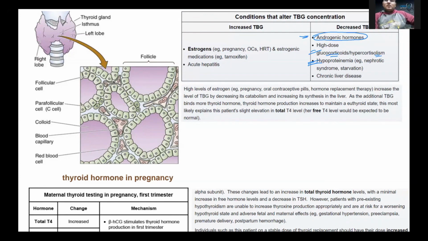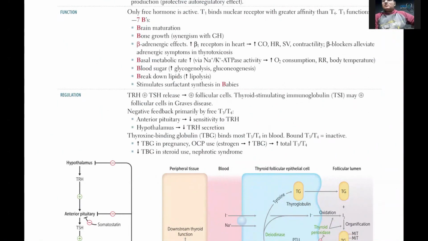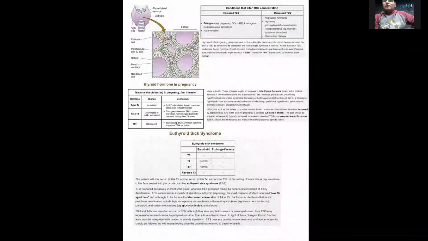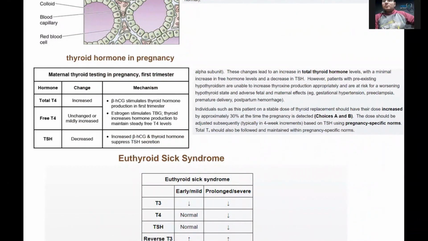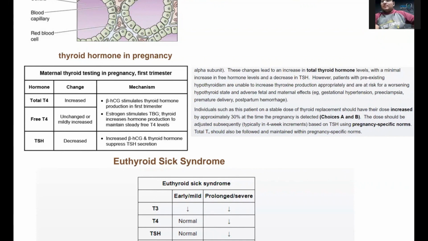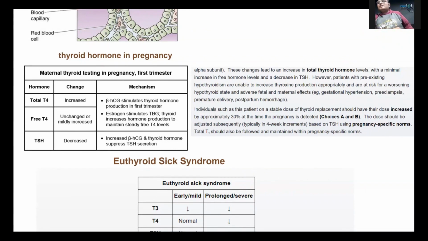Okay. Now we have discussed this concept about T3, T4 and their functions. Now we will discuss a few more concepts about thyroid. A very important concept related to thyroid is beta HCG. We discussed in our first lecture the alpha subunit and beta subunit. The alpha subunit is the same in the thyroid hormone TSH as in HCG.